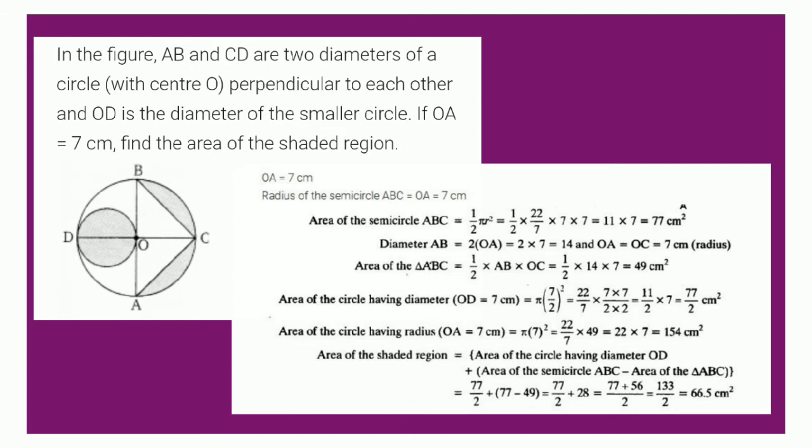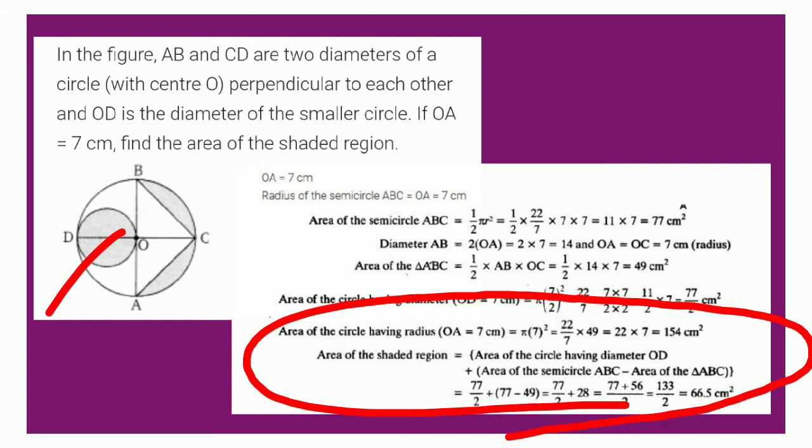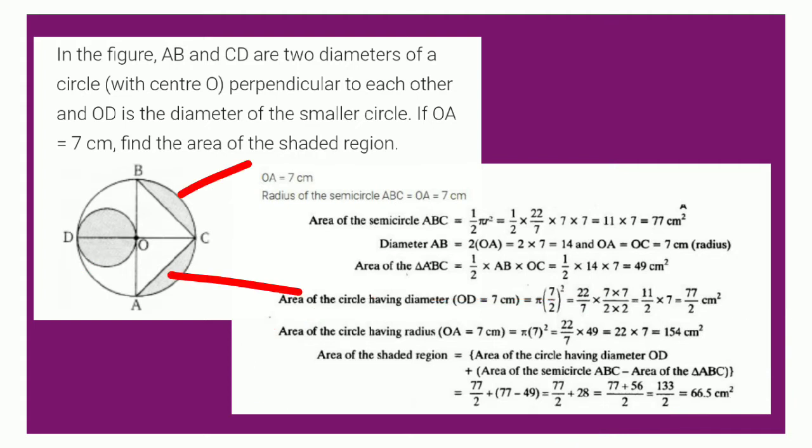Here we have to find the area of the shaded region. So how to find the area of the shaded region? The area of the circle having diameter OD, that is the shaded region. Then the second shaded region: we have to find the area of the semicircle ABC minus the area of the triangle ABC. Then after that you add the area of the circle and the second area. You will get the area of the shaded region.